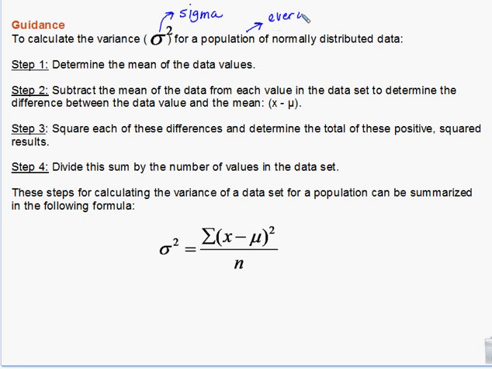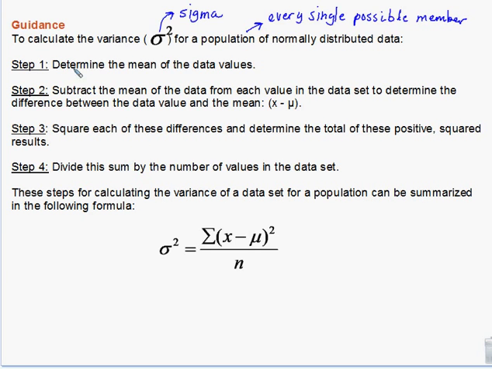A population is every single possible piece of data, so every single possible member. If we wanted to do a study of this classroom, just this classroom, you guys would be the population. But if we wanted to do a study of the whole school, but we only used you, you'd be a sample. So the same group of data can be a population or a sample depending on your parameters for the whole study. But when you're talking about a population, you're using every single possible piece of data.